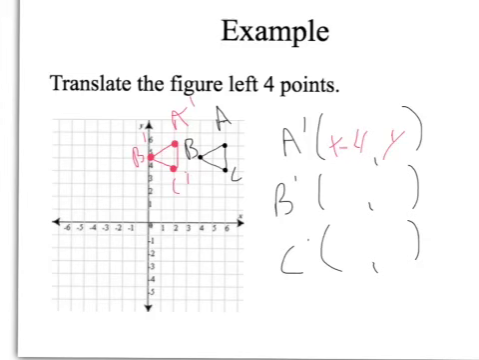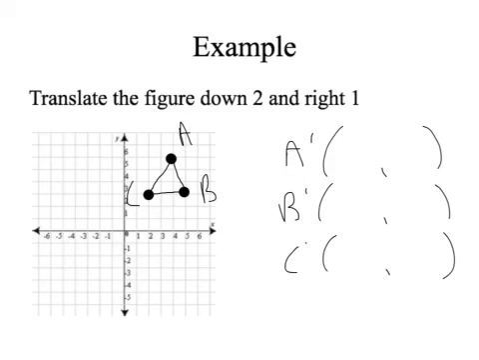B is going to be the same thing. It moved left 4, so I'm going to do x minus 4. The height didn't change, so it stays at y. And C prime will be the same thing. X minus 4, height didn't change. So when you move a figure to the left, you're going to take your x coordinate and subtract 4 from it. And the last example, I want to translate down 2 and right 1.